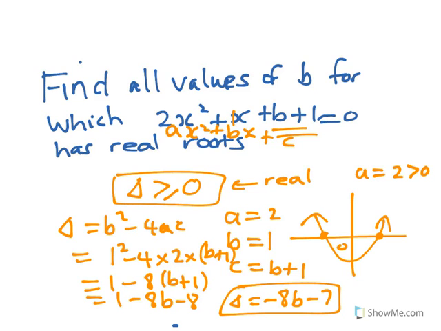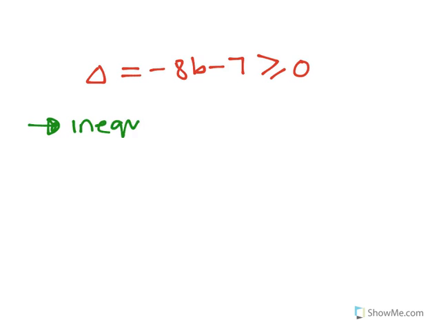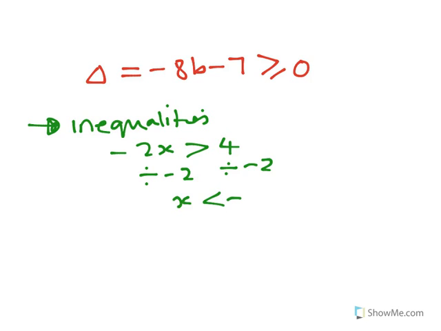Okay, now, for it to be real roots, the minus 8b minus 7, which is the discriminant, would have to be greater than or equal to 0. So you have to solve that. You probably have to refresh with them on how to solve inequalities, the fact that when you divide by a negative, you have to flip the sign around to make it true.